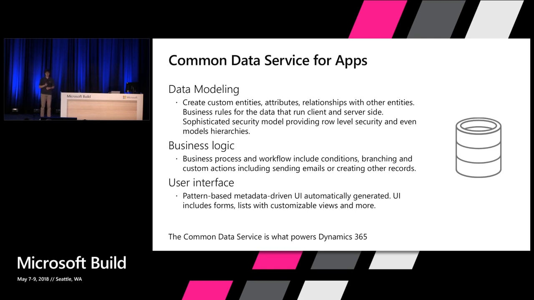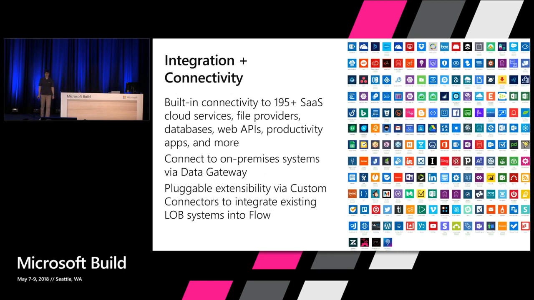But the fact of the matter is, today, most data does not live in the Common Data Service. So we've built a robust series of connectors. We have over 200 connectors today, actually. This slide is a little out of date. That allows you to connect to SaaS cloud services, file providers, databases, web APIs, productivity solutions. Pretty much wherever you have data, there's a pretty good chance that there's a connector for that today. And this shows you just a snapshot of the connectors that we have available.